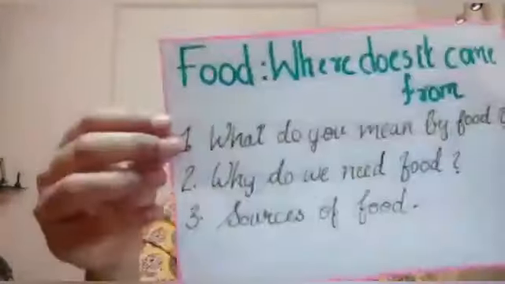Today, we are here to discuss your new science session, that is chapter number 1, Food: Where does it come from? In this session, we are going to discuss 3 topics. That is, what do you mean by food? Why do we need food? And what are the sources of food? I'll show you. Can you see the flashcard?